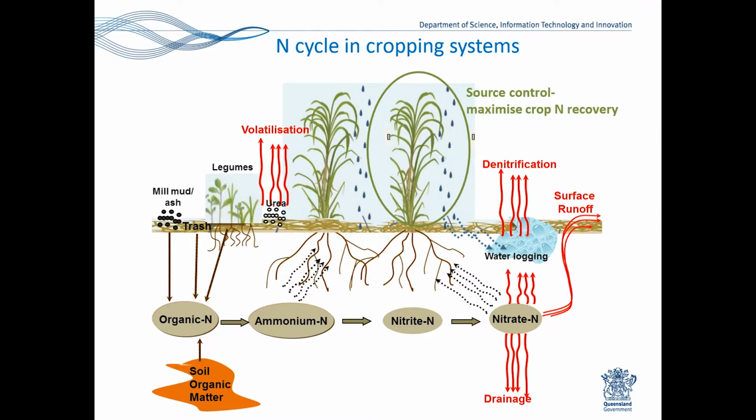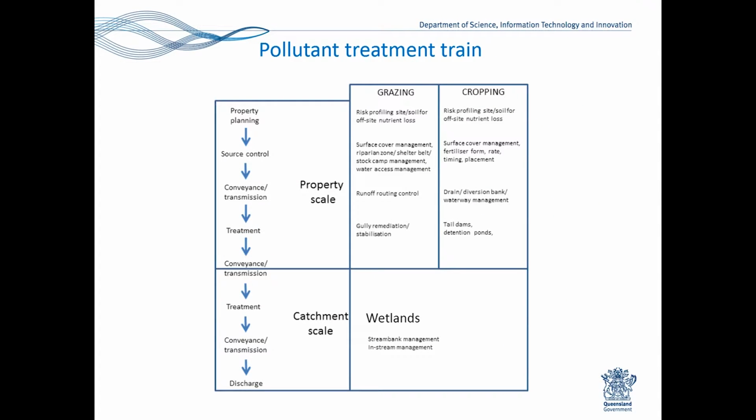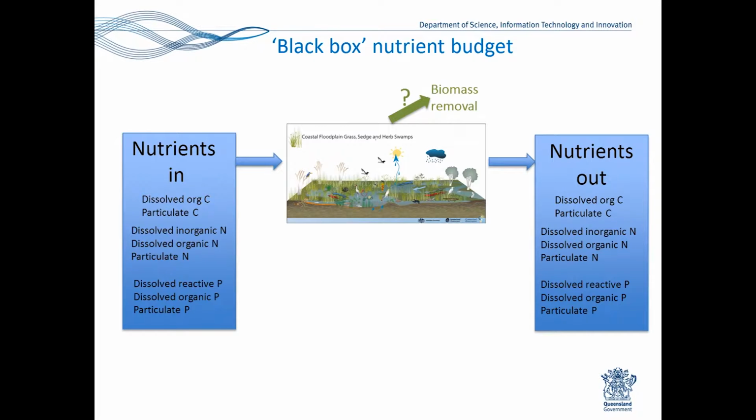So now let's move down to treatment at the catchment scale, and this is where the wetlands come in. I'm going to move out of my comfort zone in agricultural cropping systems and step into the mud of the wetlands. Let's have a look at the situation, or the inflow and outflow of nutrients, through a typical wetland. We can look at what I call a black box nutrient budget.